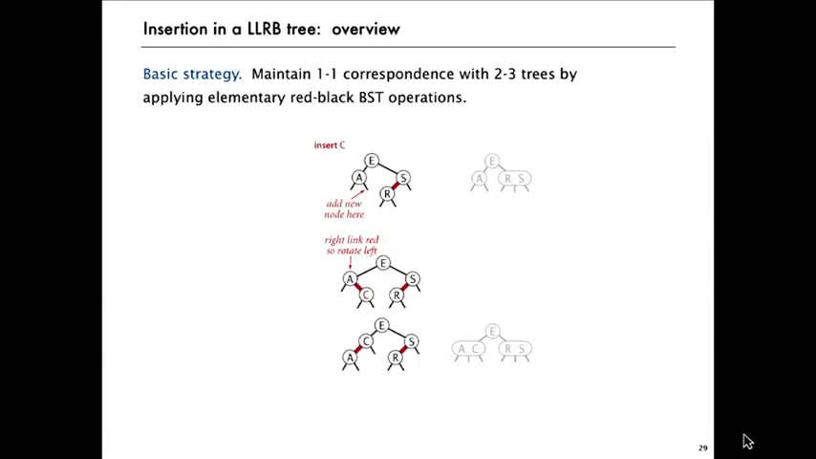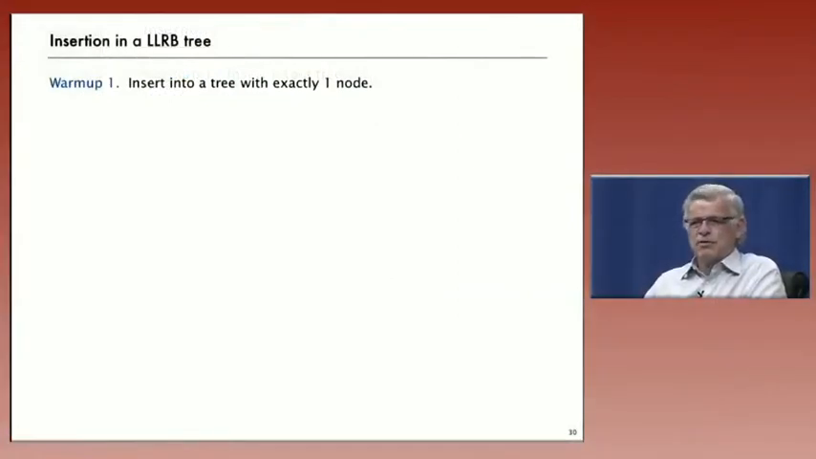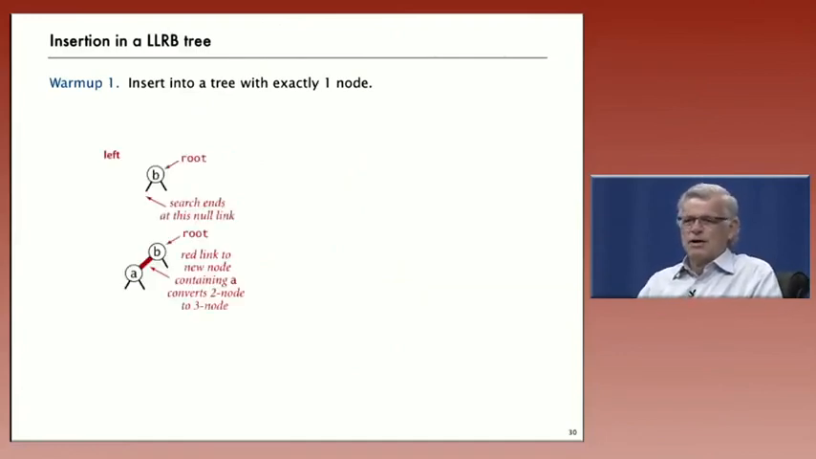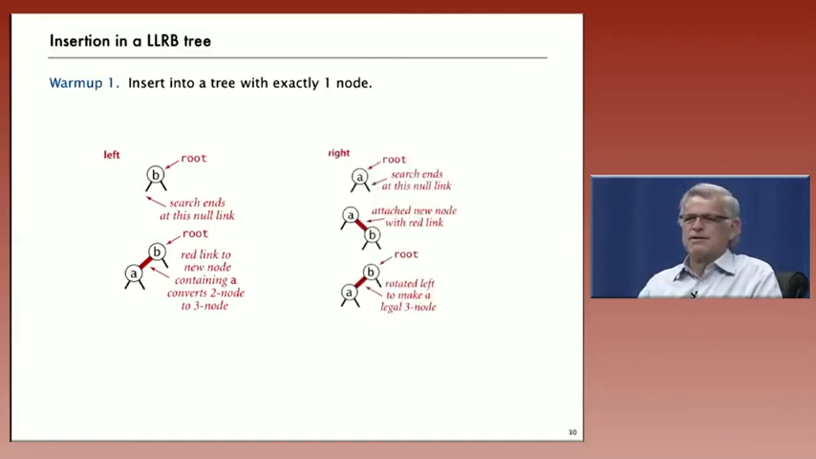And we have to work through other cases that can arise, but there's not too many, so we'll work through them. And we have the basic operations: left rotate, right rotate, and flip colors. All right, so first to warm up, insert into a tree with exactly 1 node. Well, if it goes on the left, then we just make a red link and add it on, and we're done. If it goes on the right, then we attach a new node with a red link on the right, but we have to rotate it to the left to make a legal 3 node. So that's insert into a tree with a 1 node and make it a tree with 2 nodes.